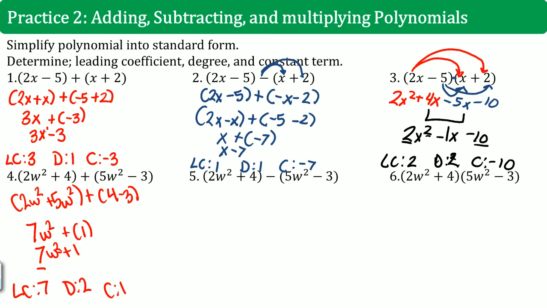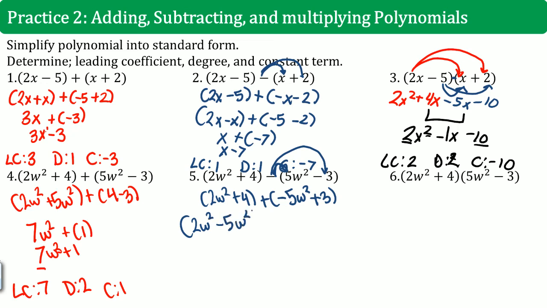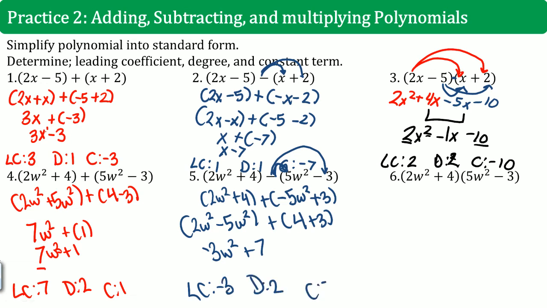Number 5. Now we're going to subtract. Again, we don't like the subtraction, so we're going to distribute the negative. So 2w squared plus 4, nothing happens to that one. We're going to distribute that negative, so it becomes negative 5w squared. That negative is distributed to the negative 3, becomes positive 3. Now we can add them. You have 2w squared minus 5w squared plus 4, add 3. 2w squared minus 5w squared gets you negative 3w squared plus 7. The leading coefficient here is negative 3. The degree here is 2. And the constant term here is 7.